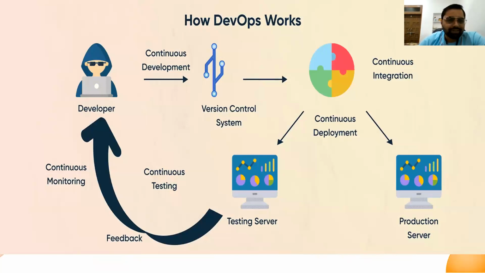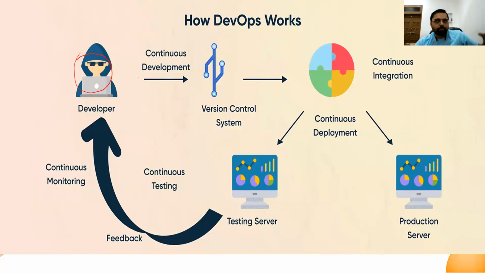For example, I'm the developer, and I want the complete DevOps lifecycle. Let me tell you how it actually works. So see, I'm the developer. I have my local system. I'm coding, I'm doing some testing, I'm writing code for my application. What I will do is continuous development. Continuous development means I'm continuously writing the code for my application.